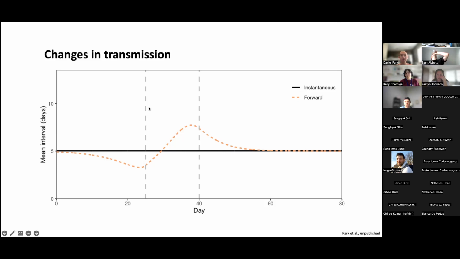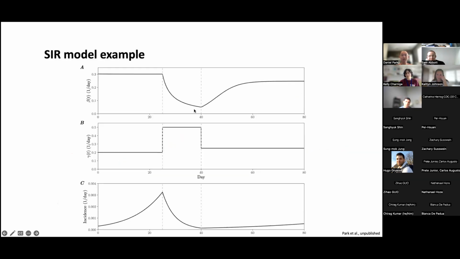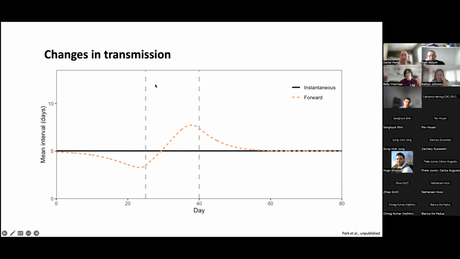Initially, I should have labeled it, but anyway, it's going down and up. Going down means your realized forward generation interval is decreasing over time, and then it's going to increase over time. And like I said, these changes absolutely don't matter in calculating R_t. Oops, I should have changed the order of slides.